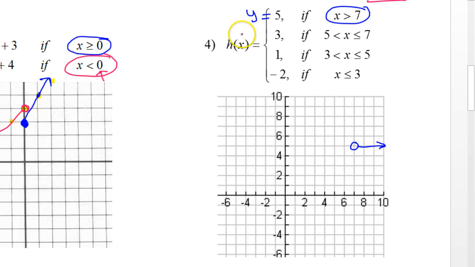Now, y equals 3 is a horizontal line at 3 like this. But the domain restriction, 5 is less than x, which is less than or equal to 7. When you see this, you should be thinking between 5 and 7. Open circle, closed circle. So let's see, where's 5 and 7? So here's 5, and here's 7. And here's between 5 and 7. So that's what the second piece should look like.